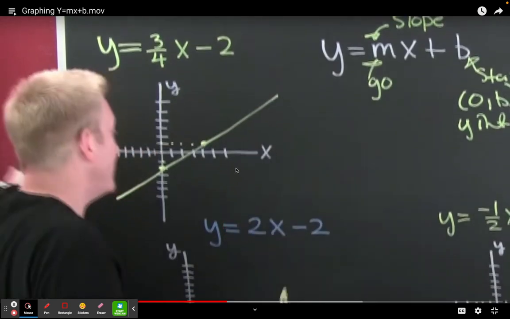He's a funny dude. So it goes up 3 over 4, up 3 over 4. Technically you really just need 2 points, but when you're doing it on paper, if you have more room, get as many points as possible.